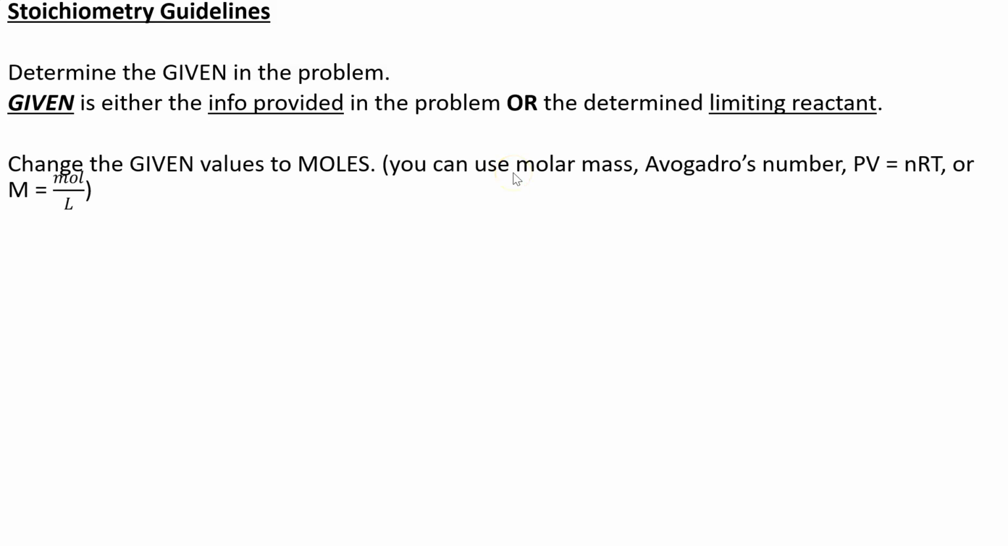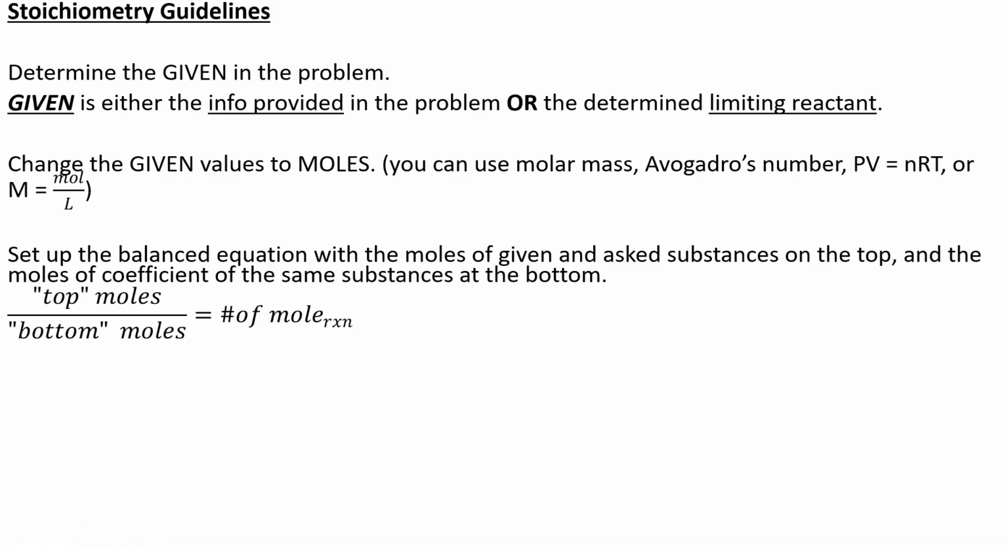Once you know what's given, you need to convert to moles. Always, always, always. The way you convert to moles depends on the problem, but you always have to convert to moles before we can use the chemical equation. You can either use molar mass, Avogadro's number, PV equals nRT, or the molarity equation. Molarity equals moles over liters, and you would be looking for the number of moles.